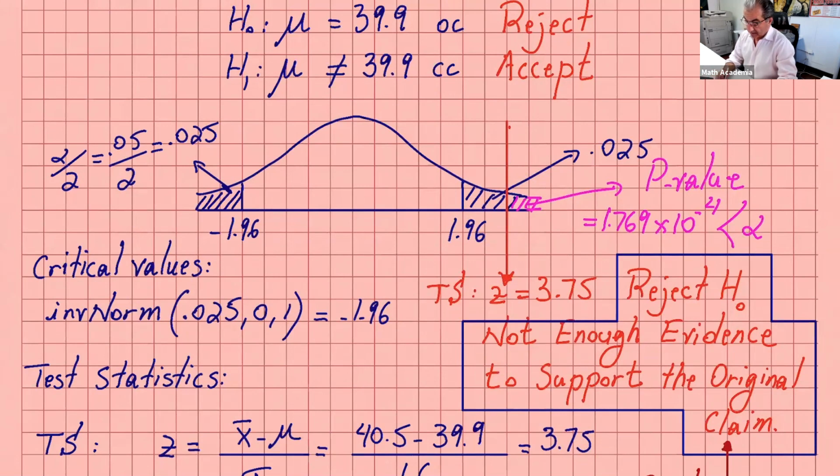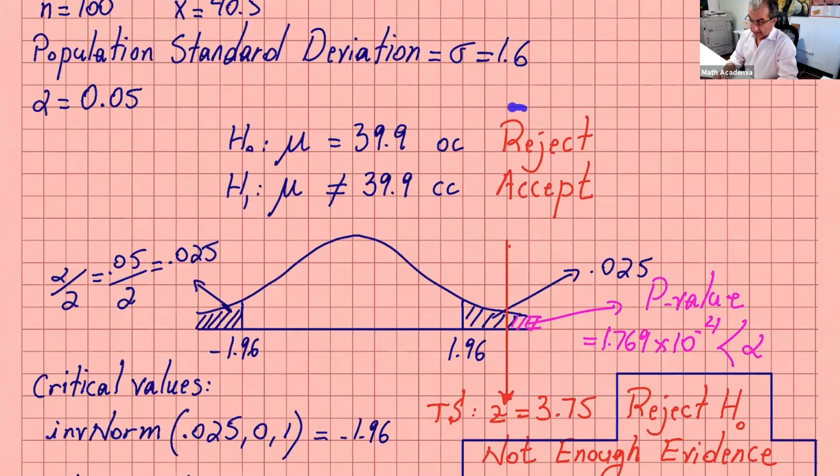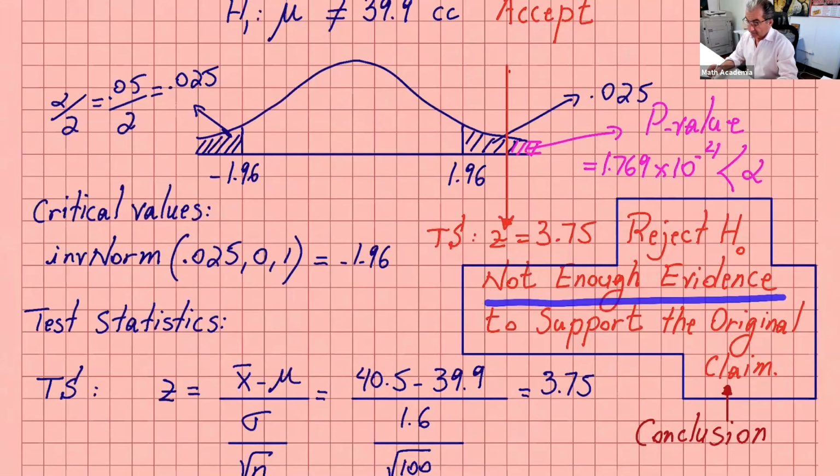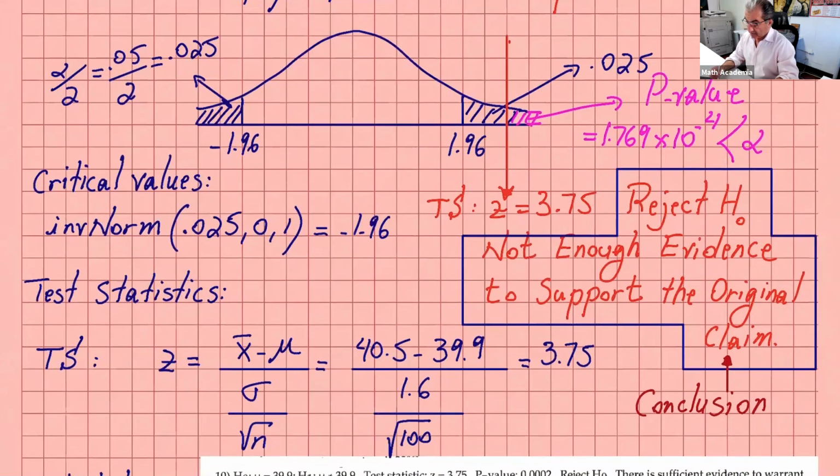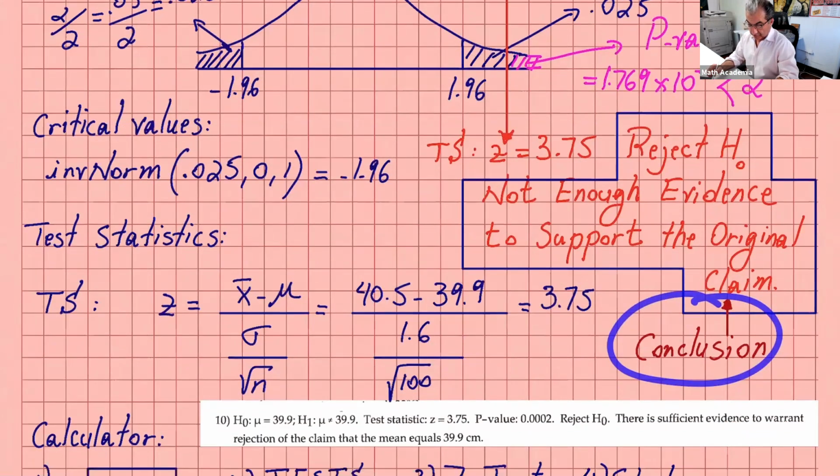Right away, when I see it's in the shaded area, the first thing I write is reject H0, and go to the claims, and next to H0 put reject. And of course, we're going to accept the other one. Then check where is the original claim. Next to original claim, it says reject. If it says reject next to the original claim, that means we don't have enough evidence to support the original claim. Not enough evidence to support the original claim, and I put this as the conclusion.